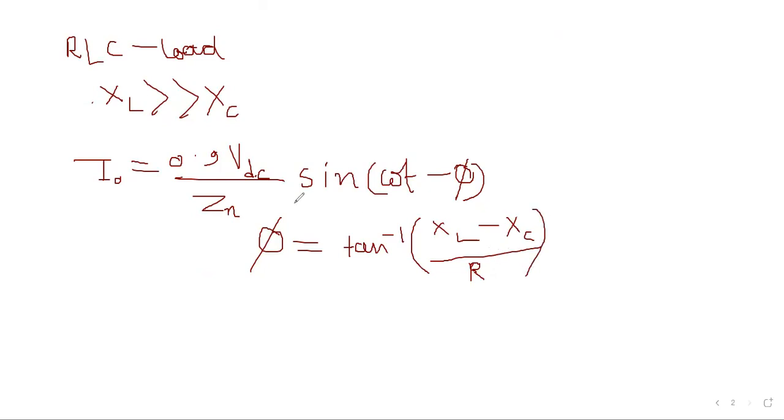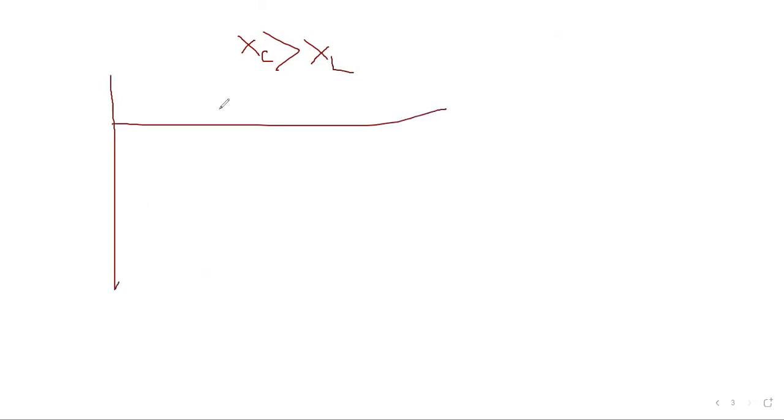Okay, for pure inductance, this phi will be 90 degrees. That means tan inverse of XL minus XC by R equals 90 degrees for pure inductance. And when XC is greater than XL, then what will happen? This is the switching period.